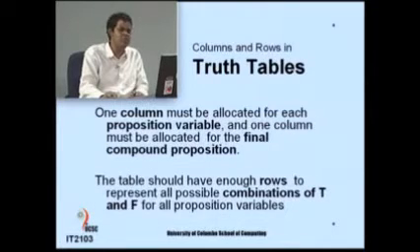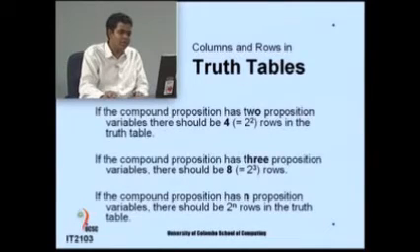So, if you observe truth tables of rows and columns, there is one column for each propositional variable and another column allocated for the final compound proposition. The table should also have enough rows to represent all possible combinations, that is, true and false values of all the propositional variables. So, let us make a couple of observations.